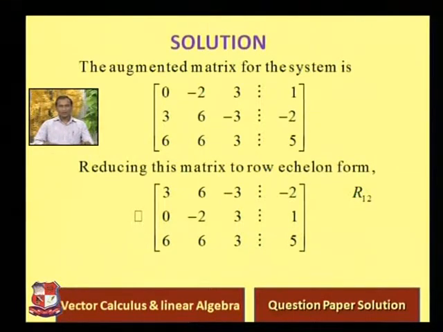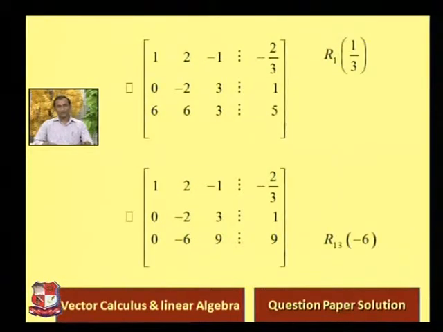Now here we apply reduction to row echelon form. That means the coefficient matrix is a square matrix, therefore we say the diagonal elements are 0, -2 and 3. We convert each diagonal element to a leading one, and using this we convert all the remaining lower elements to 0. So for the row echelon form, multiply the first row by 1 by 3. So we get 1, 2, -1 and -2 by 3.